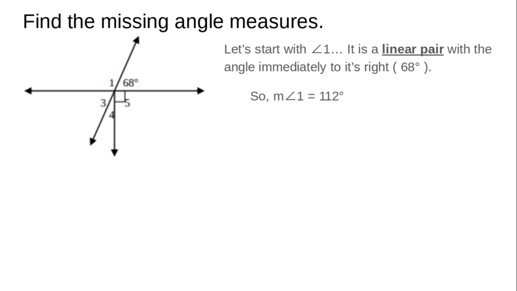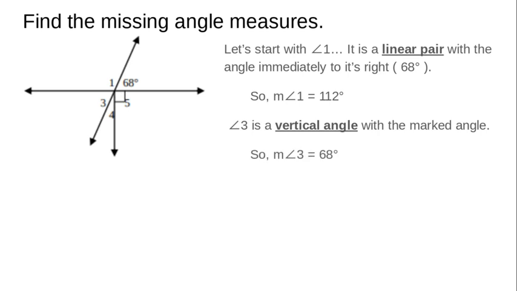There's no angle 2, so let's move on to angle 3. Angle 3 right here is a vertical angle with the 68 degree angle that's marked there. So we know they're going to be congruent, so therefore angle 3 has to measure 68 degrees.